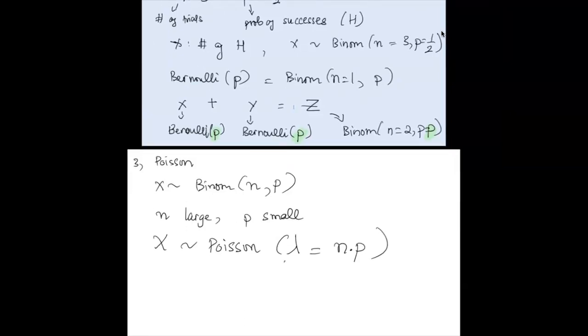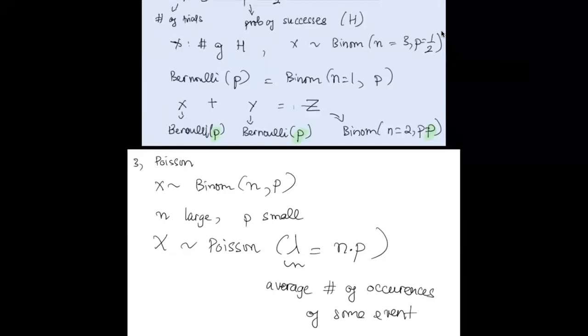And what does this lambda represent? It represents the average number of occurrence of some event. If you let X denote the number of accidents on the highway in 1 hour, then lambda will represent the average number of accidents on the highway in 1 hour. So the lambda here just means the average, the mean.